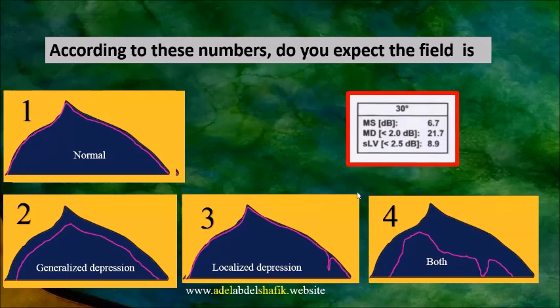This is the results. Mean deviation is abnormal. I believe some of you didn't know the meaning of these three words. These three letters mean square root loss variance. Square root of the loss variance is the standard deviation. So we have a patient with a mean deviation of 21 and a standard deviation of 8, and both these values occur in the normal population in less than 2% or 2.5%. So both these values look abnormal, and most probably we are dealing with generalized and localized depression.